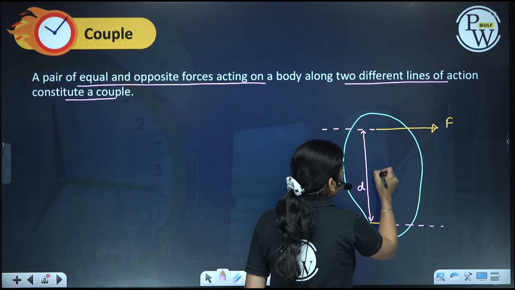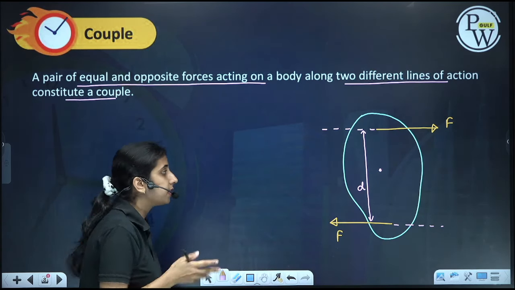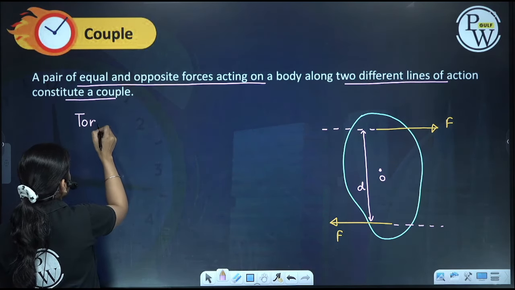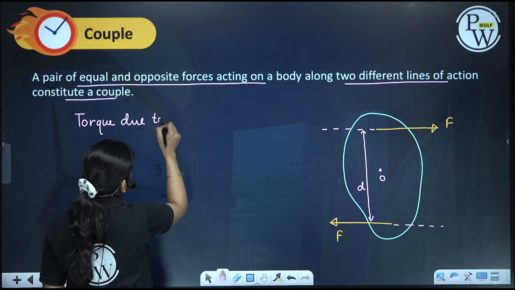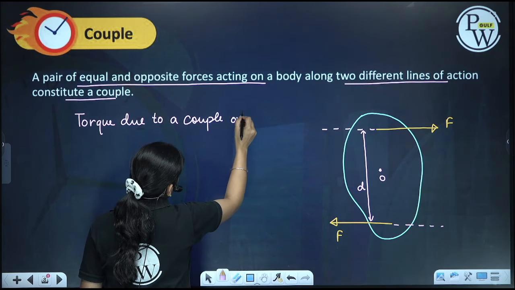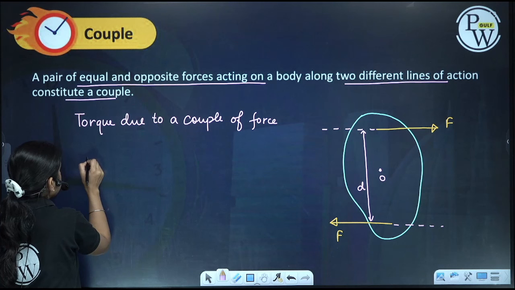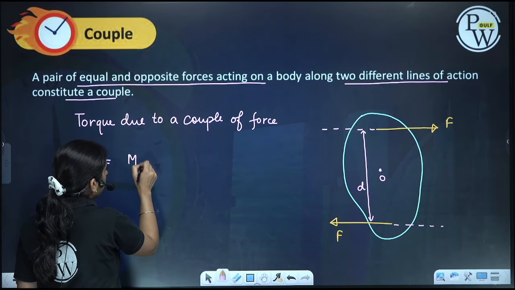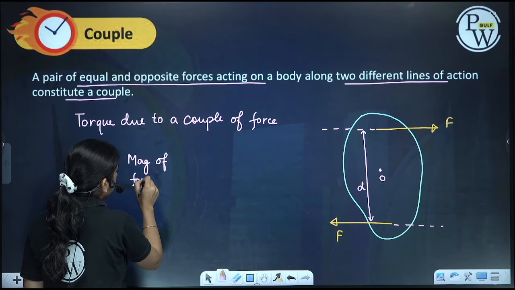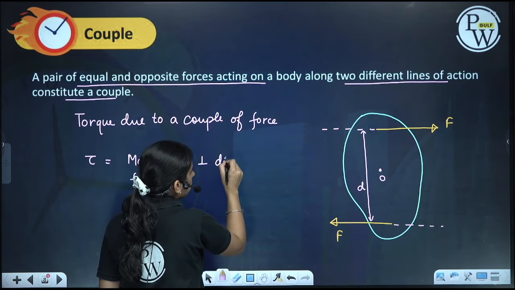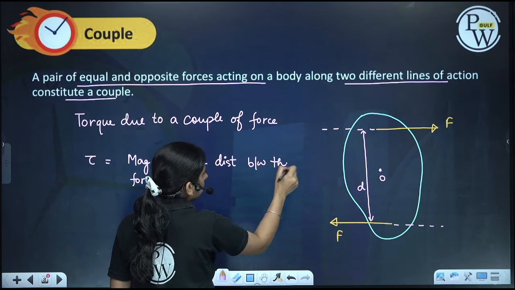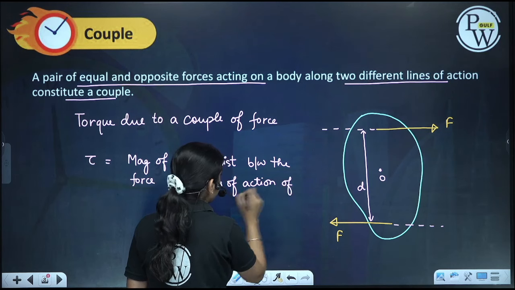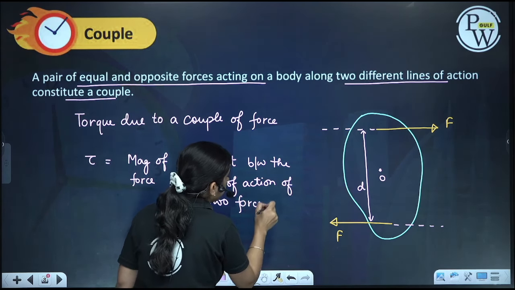Now if you want to calculate torque about any point, let us say about this point O, then the torque due to a couple of force will be equal to the magnitude of force into the perpendicular distance between the lines of action of the two forces. This is how we calculate torque due to a couple.